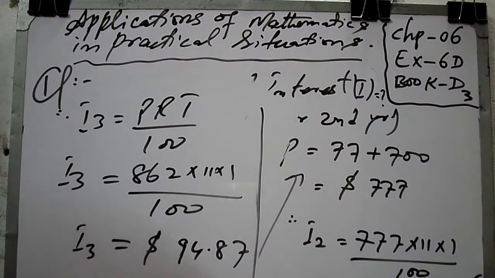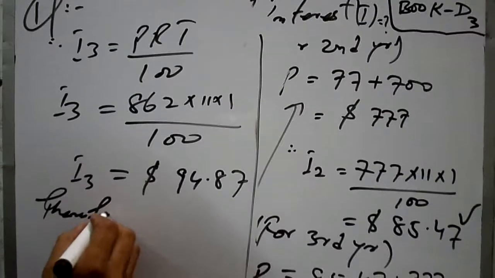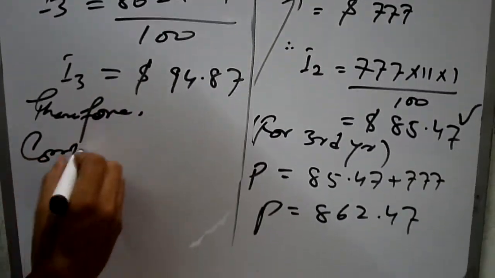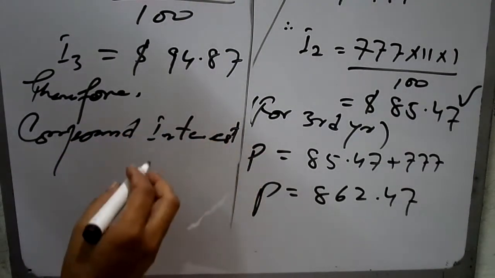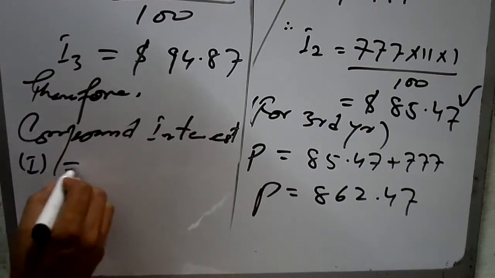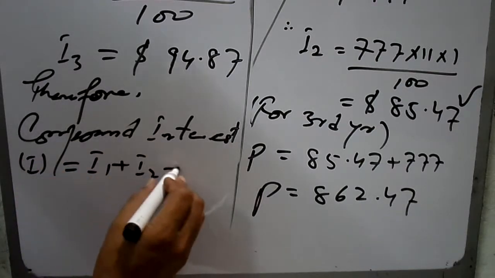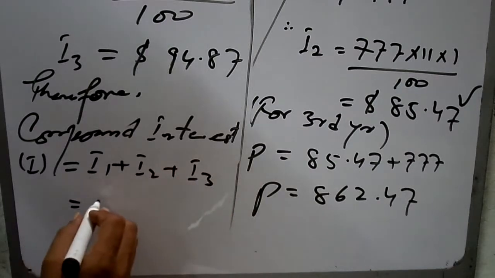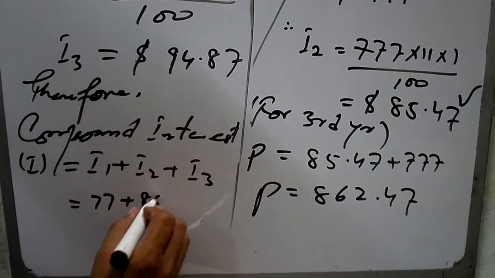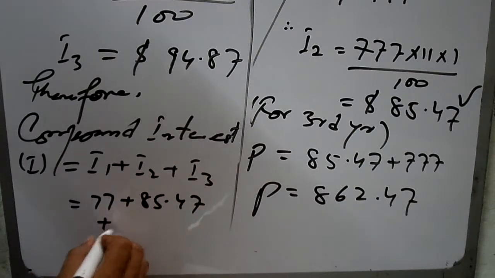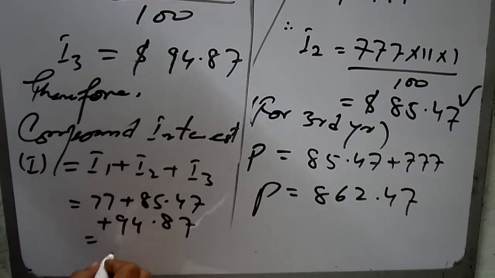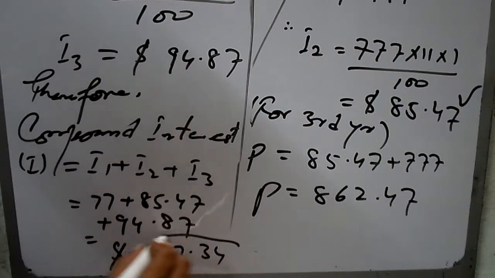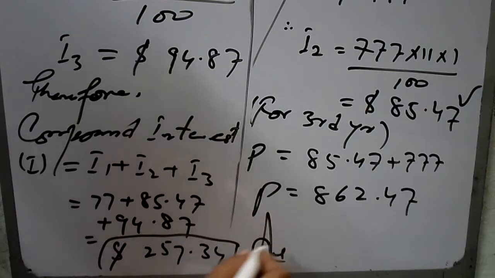So therefore, compound interest will be equal to I1 plus second year interest plus third year interest. So add all the interest, and you will get the exact value of compound interest, that is $257.34. So that is your required result.